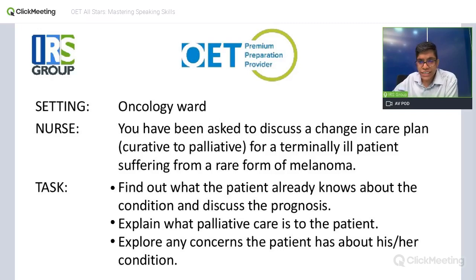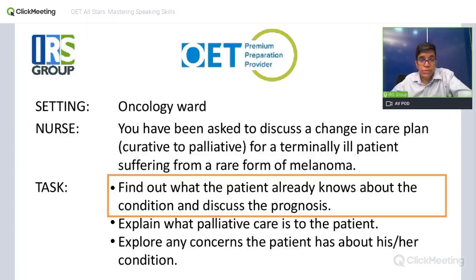So this is a setting. You are in the oncology ward, and your background information says you have been asked to discuss a change in care plan for a terminally ill patient suffering from a rare form of melanoma. You've got three bullets here. Find out what the patient already knows about the condition and discuss the prognosis. Explain what palliative care is to the patient. Explore any concerns the patient has about his or her condition, right?